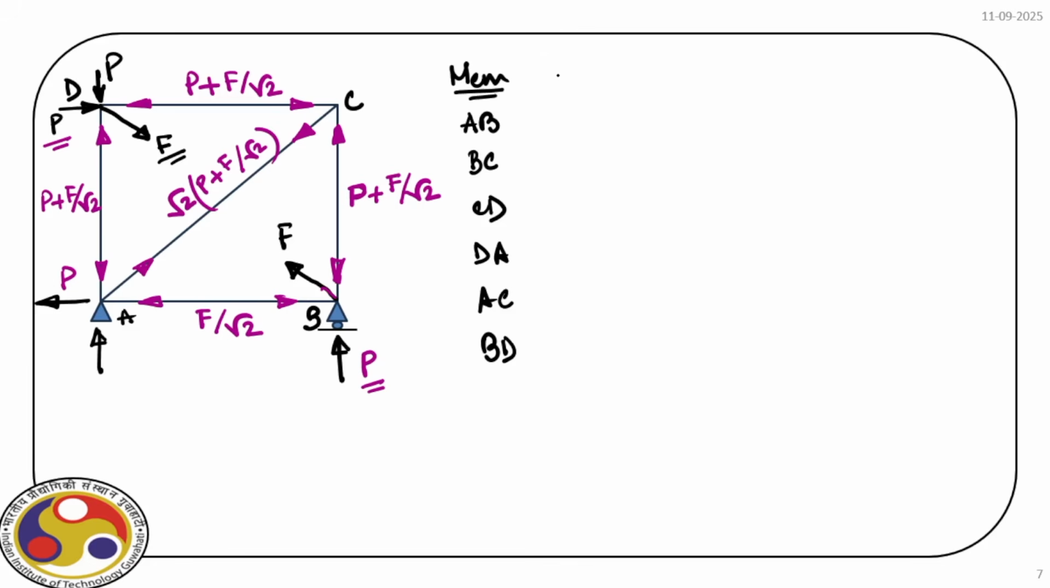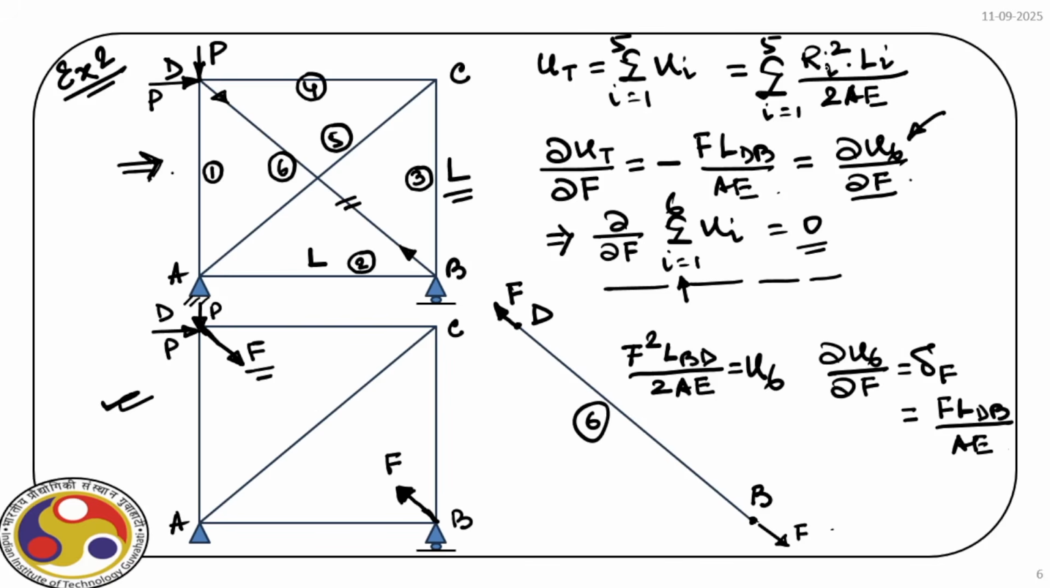Then let us identify the length of the members. So length of the member AB is L, BC is L, CD is L, DA is L, then AC is root 2 L, and BD is also root 2 L. Then we have already solved the member force, or let it be Ri. That was the notation we used earlier. So here we have Ri.